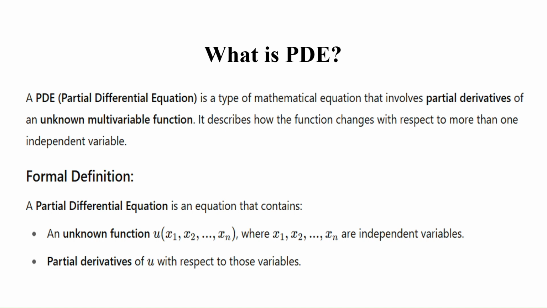A partial differential equation is an equation that contains an unknown function u, which is a function of x1, x2 to xn. x1, x2 to xn are independent variables. A partial differential equation is an equation that contains partial derivatives of u with respect to those variables.